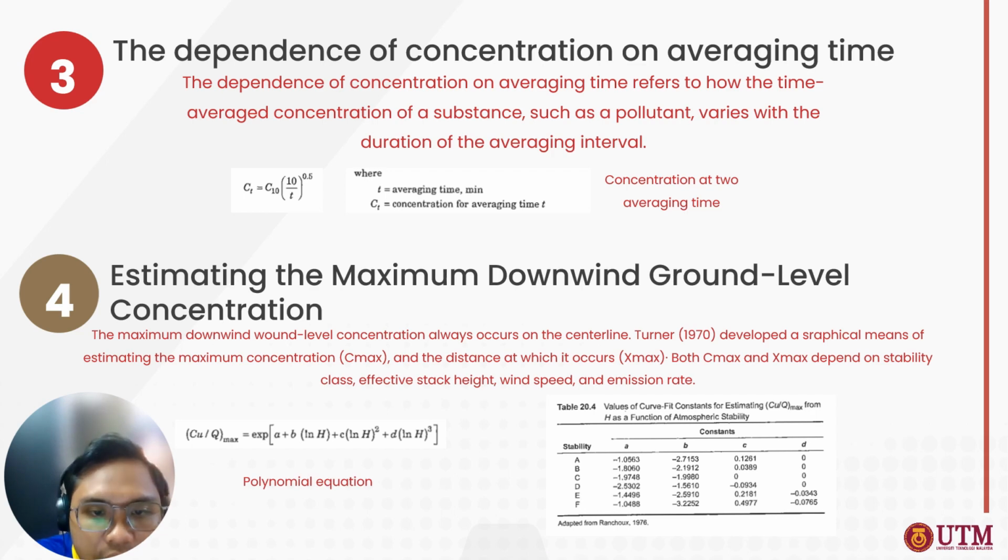The fourth is estimating the maximum downwind ground level concentration. The maximum downwind ground level concentration always occurs on the centerline. Turner developed a graphical means of estimating the maximum concentration Cmax and the distance at which it occurs, Xmax. Both Cmax and Xmax depend on stability class, effective stack height, wind speed, and emission rate. So the equation shown is a polynomial equation with the following table of values of curve fit constants for estimating from H as a function of atmospheric stability.